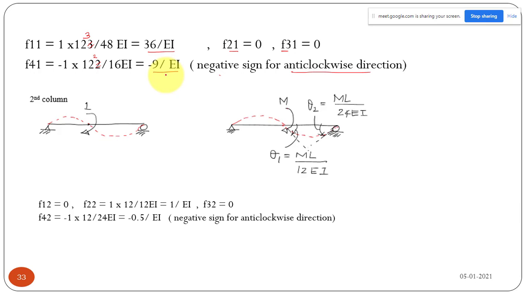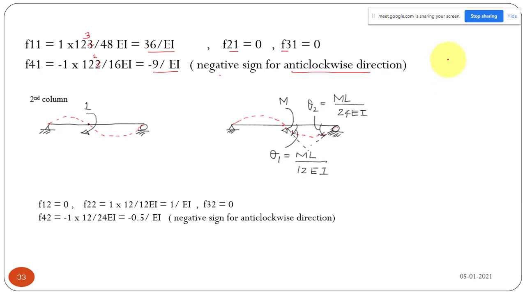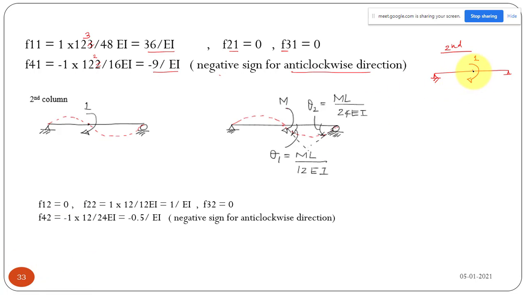So I can get the second column. You take your simply supported beam and apply a unit moment at the center. So your second column is like this: you take your simply supported beam and apply a clockwise moment of magnitude 1 at the center. Then you have to find the deflection at the center, the rotation at the center, the deflection at the support, and the rotation at the support. These four results will be your second column.